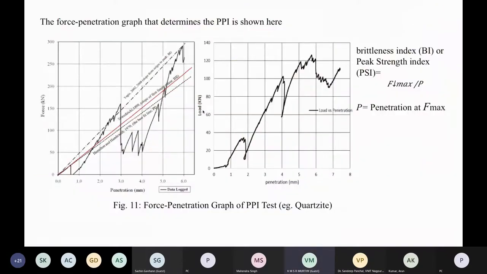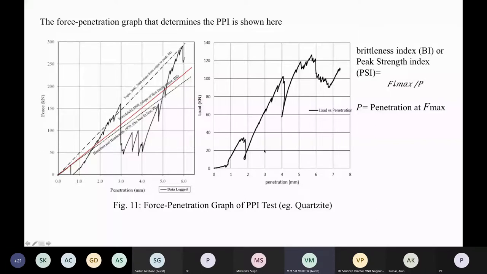These are typical graphs that we normally have, force versus penetration. What I'm showing you on the right side is for a quartzite rock. You can see the kind of drops that happen in the case of quartzites. These drops are indicative of the inherent fractures that are present, which are otherwise tight, but on application of force, those fractures give up.